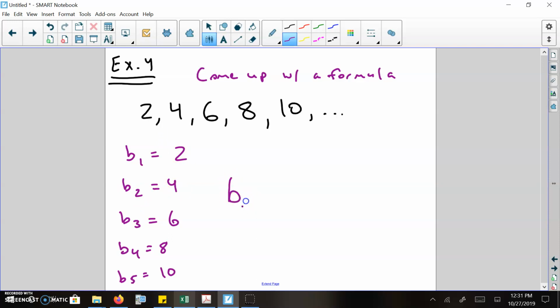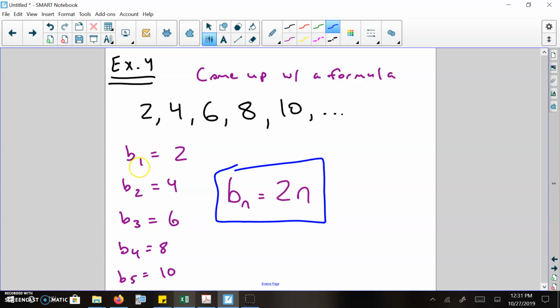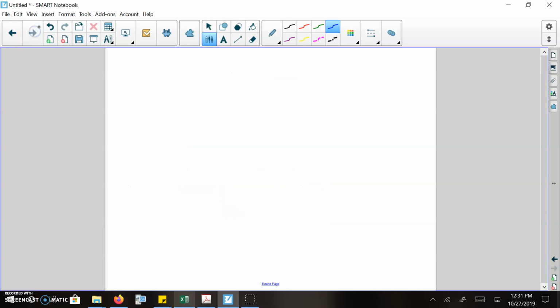So what that would look like is b sub n is the number that the term is times 2. Okay, so if I wanted to know what's the 100th term in this sequence, well, I can see here 2 times 100, the 100th term in the sequence would be 200. Okay? So what we're doing here is we're looking for a relationship between the number that the term is in the sequence and the actual term in the sequence. Okay? Let's try a couple other ones here.